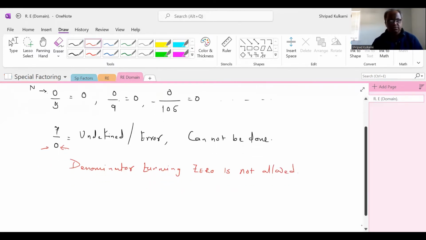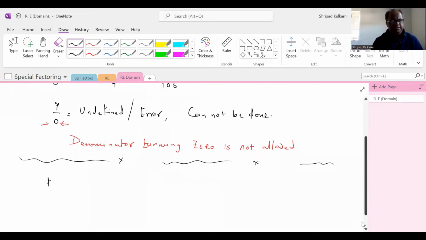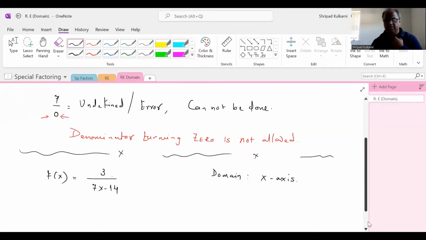Now let's transfer our discussion towards algebra. If I give you a function f of x, and I say that f of x is 3 over 7x minus 14, and I want to determine its domain. By the way, domain is nothing but the values sitting on the x-axis.